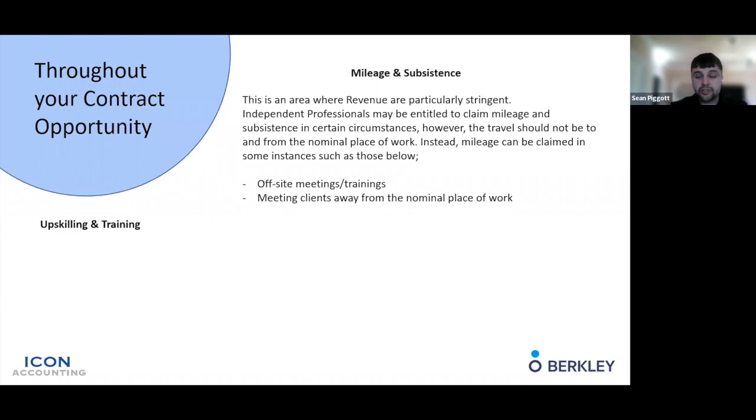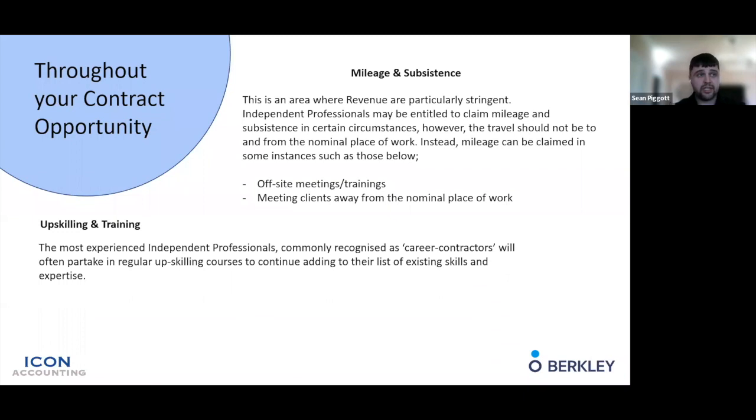From an upskilling and training perspective, I touched on it in the last slide. It's common knowledge that as a contractor and as an independent professional, if you're trying to make the most of operating as an independent professional, or if your goal is to operate as an independent professional for as long as possible, there are many changing and moving parts. Your qualifications would never be finished. You'll never be fully qualified. You're constantly trying to develop your skill set, constantly trying to add to the expertise that you have.